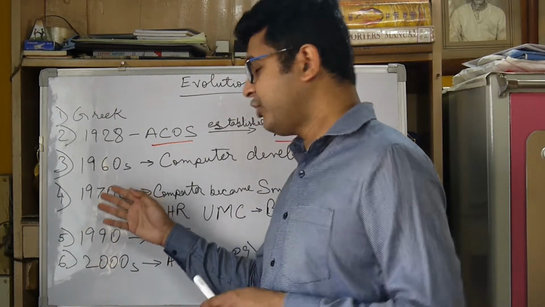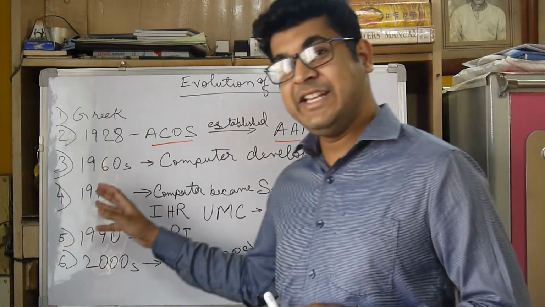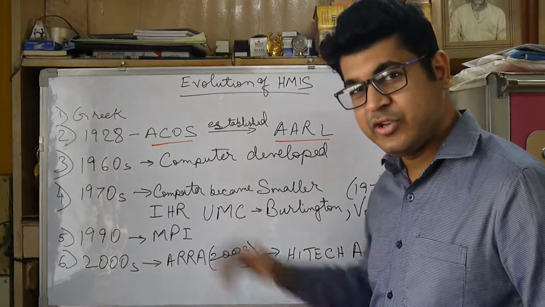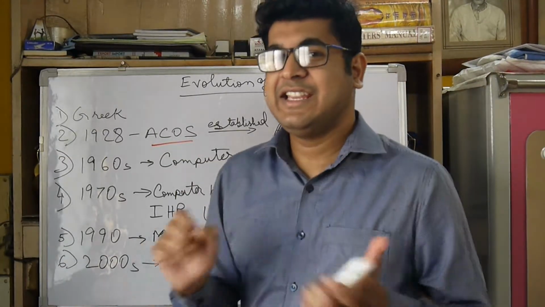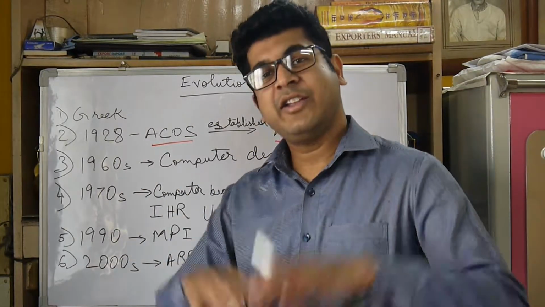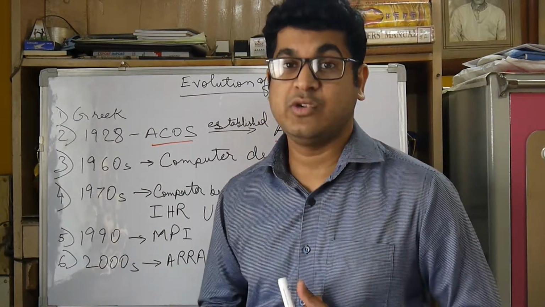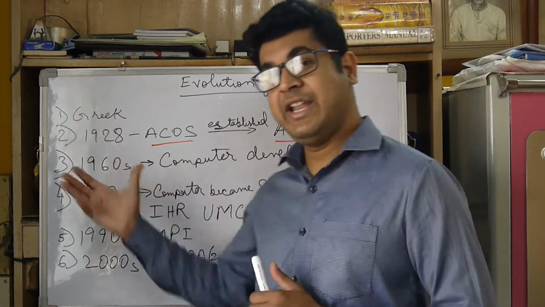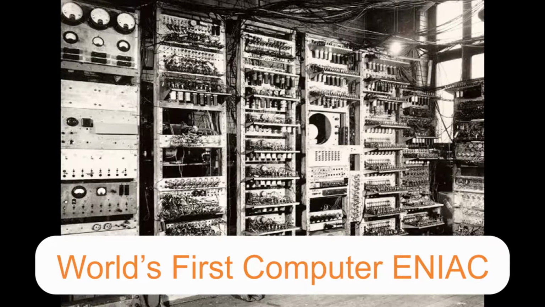The next evolution that happened was in the 1960s when the computer was developed. Now you didn't have to write and keep the record. Instead, you could put it in the computer and store it for as long as you wanted. But the biggest problem with computers in the 1960s was that they were very big and could not be integrated in a hospital or in an organization.